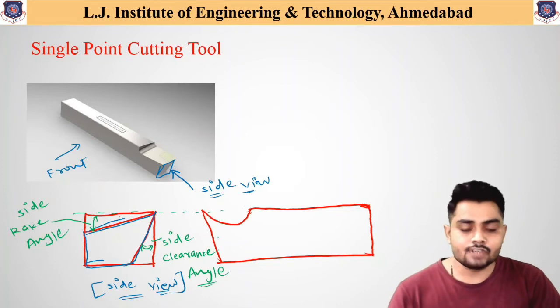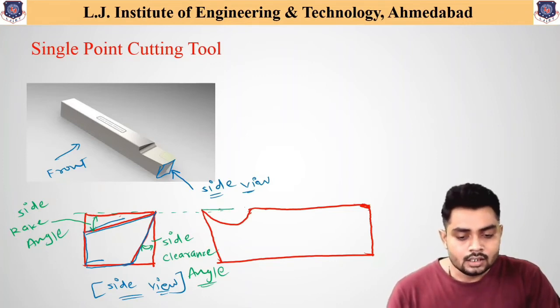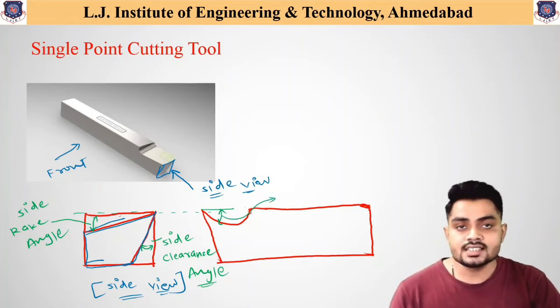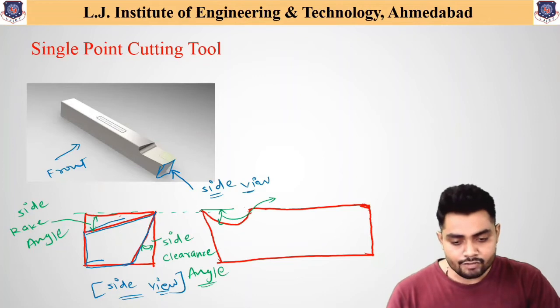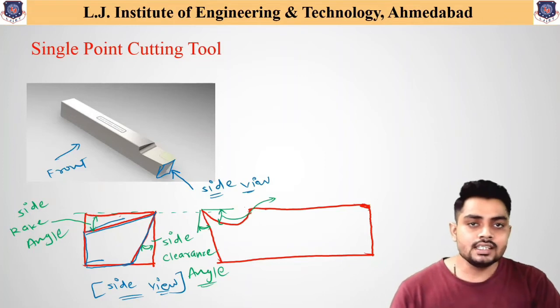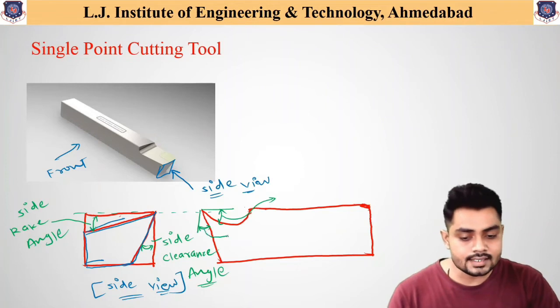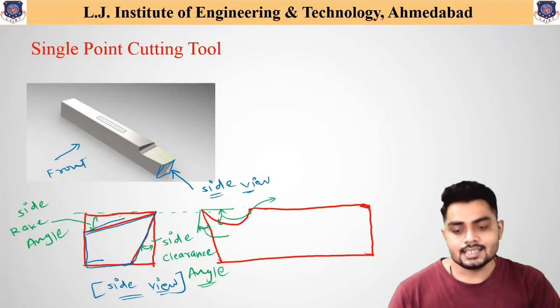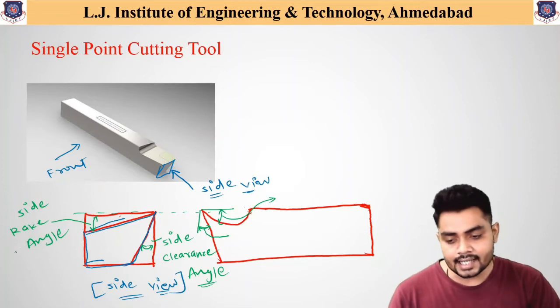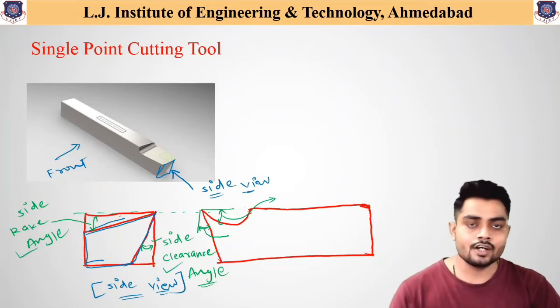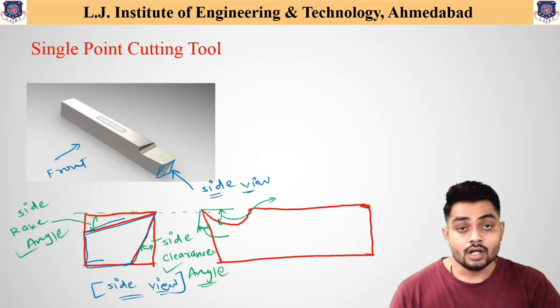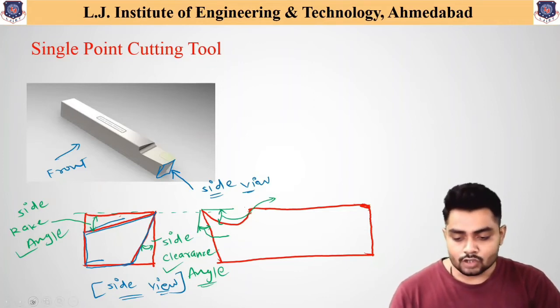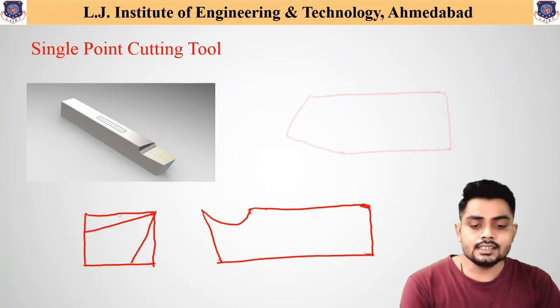So first, let us summarize. If the horizontal makes a certain angle with this face, then this angle is called as the back rake angle. Similarly, if we draw the vertical line and this vertical makes an angle with the flank portion, then this angle is called as the end clearance angle. Similarly, the other two angles, the side rake angle and the side clearance angle, we have listed over here.